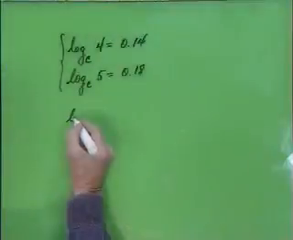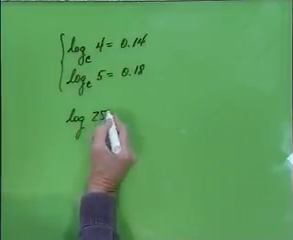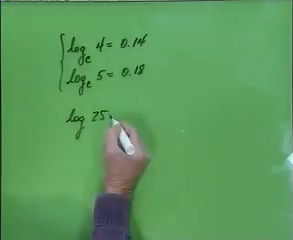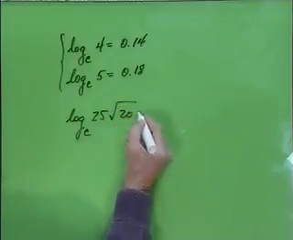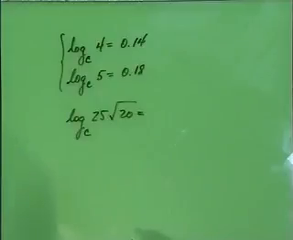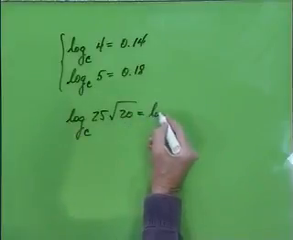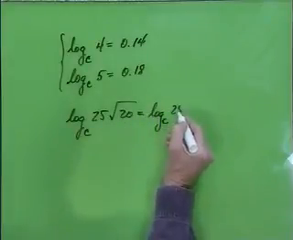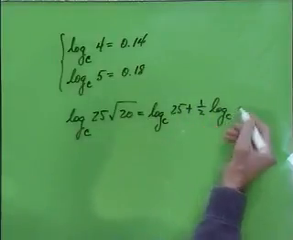Given those same values, how could I find the log base c of 25 times the square root of 20? The log of 25 times the square root of 20. Well, this is all made up of 5s and 4s. So I'm thinking we could write this as the log base c of 25 plus 1/2 the log base c of 20.